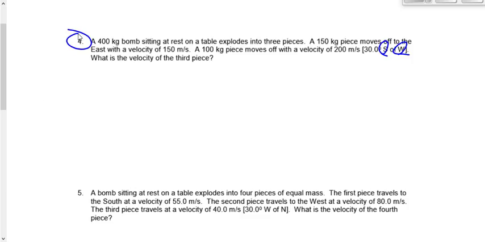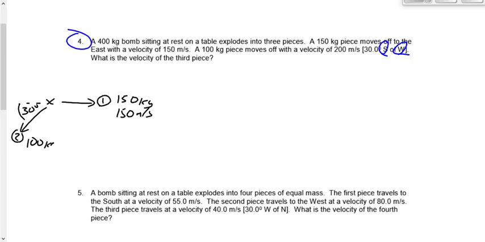Here's my explosion point. We have a piece that's going off to the east. I'm going to call that piece number 1. Its mass is 150 kilograms. Its velocity is 150 meters per second. There's another piece that's going at 30 degrees south of west. There's my 30 degrees, measured from the west, but south from the west. Its mass is 100 kilograms, and its speed is 200 meters per second.